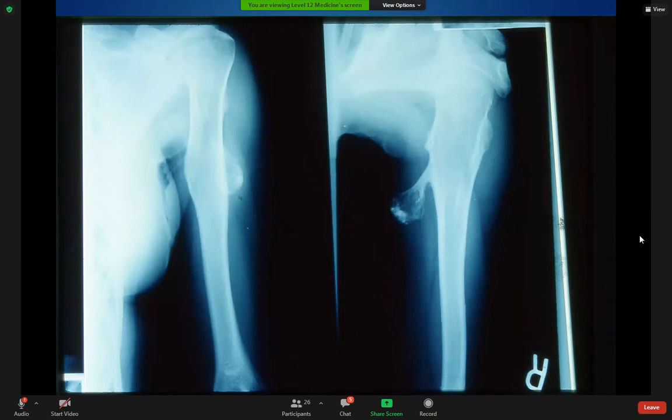Exostosis is osteochondroma. It looks like a fungating benign tumor. It might cause pain and irritation to the muscles and the ligaments surrounding that tumor. And excision is required to relieve the symptoms.